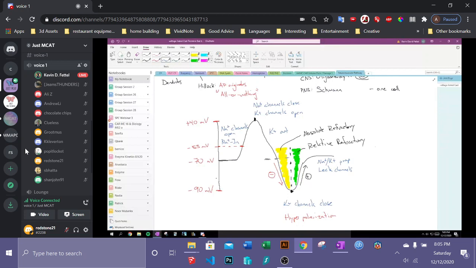So some cells are going to be around maybe 35 or 45 or 48, but this is kind of like the textbook MCAT answer. It just uses positive 40 millivolts. So there's certainly some variation depending on the cell type. But why that is, I don't know.